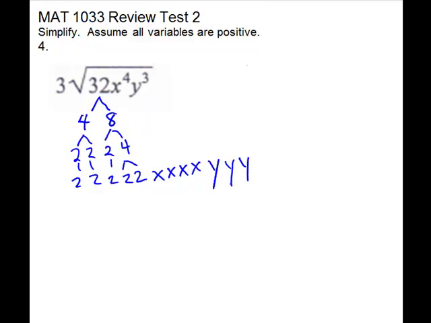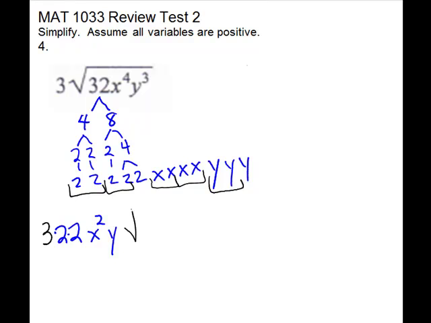Now, we're going to make groups of 2 because the index is 2. That will be a square. So there's 1 2 going out, another 2 going out, 1 x, another x, and a y. All of these will multiply by the 3 that is already on the outside. So there's my 3. I'm taking out a 2 and another 2. 2 x's, which will give me x squared, and 1 y. And then I'm going to put the rest back in. So I have a 2 left underneath, and I have a y left underneath.